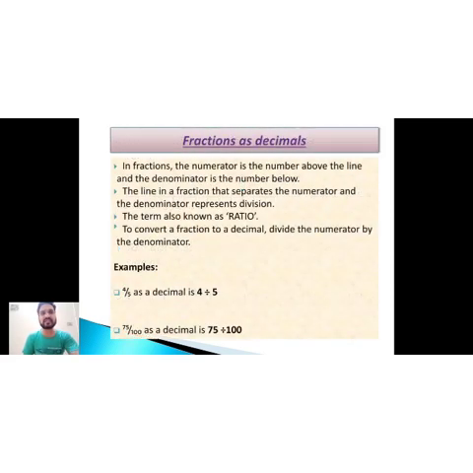Decimals as fractions. Now we can also represent a decimal as a fraction, like 75 divided by 100. It means 75 upon 100, and the answer is 0.75. In a similar way, 4 divided by 7 is a ratio, and the divide term is called the ratio. The upper part is called the numerator, and the lower part is called the denominator.